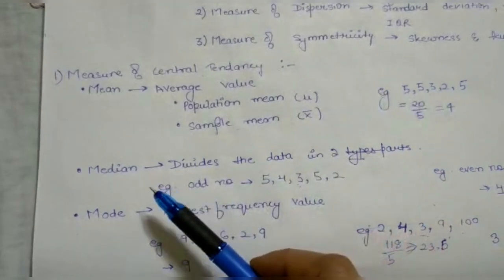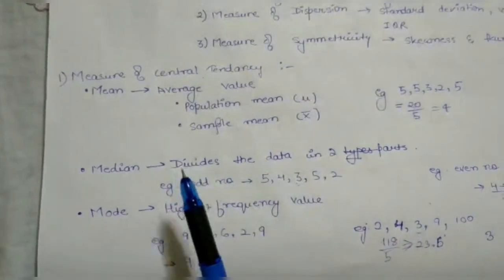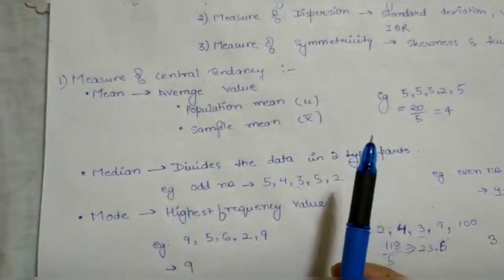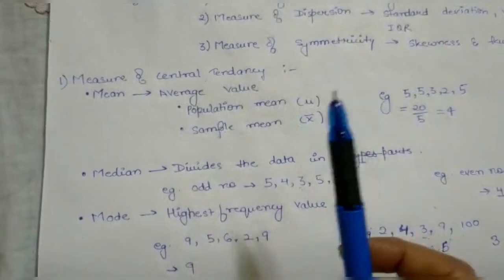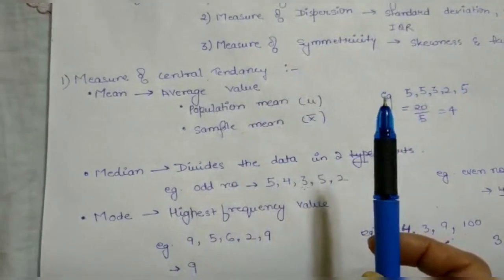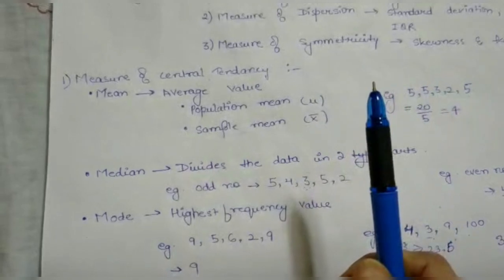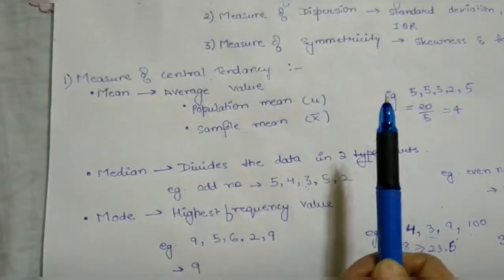Now come to the median. What is median? Median divides the data in two parts. ये हमारे डेटा को टू पार्ट्स में डिवाइड करता है, इक्वल पार्ट्स में डिवाइड करता है. ये हमारे डेटा का सेंट्रल वैल्यू होता है. Now let's see how to find it.